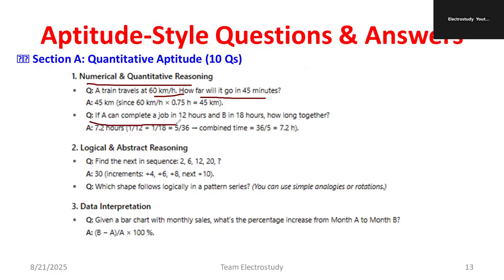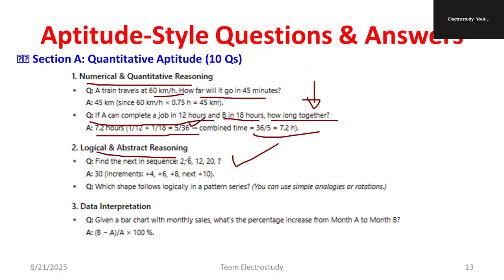If A can complete a job in 12 hours, B in 18 hours, if they work together, how many hours will it take? So you have to apply the concept of time and work. That's most important. So if you apply this combination, you will be getting 5 by 36. That means 36 by 5. That is 7.2 hours.